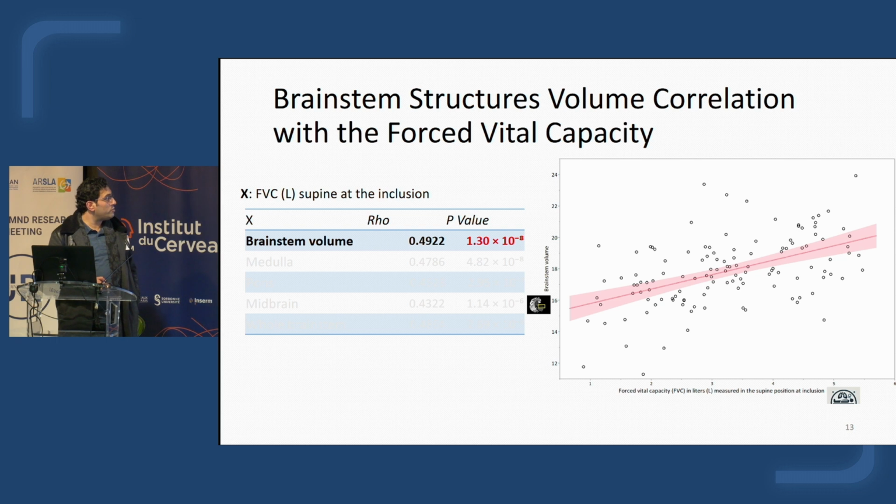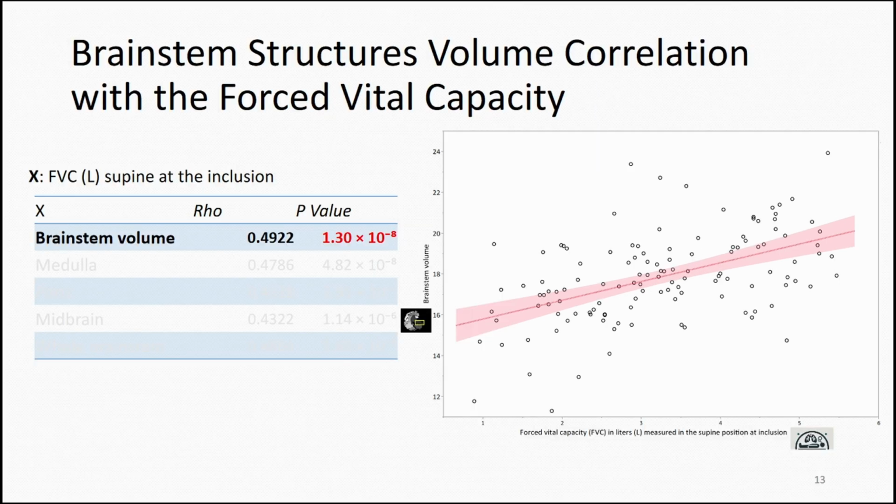In this slide, I'm demonstrating one of the spirometric measurements, the forced vital capacity in supine position, which is pretty sensitive to diaphragmatic dysfunction. I'm correlating it with the entire brainstem analyzed by the AssemblyNet. We find the same pattern of correlation, a positive significant correlation. The higher the volume, the better the forced vital capacity measurement.